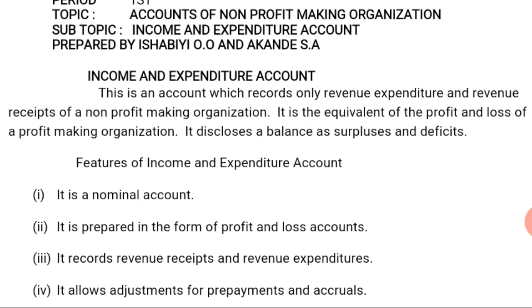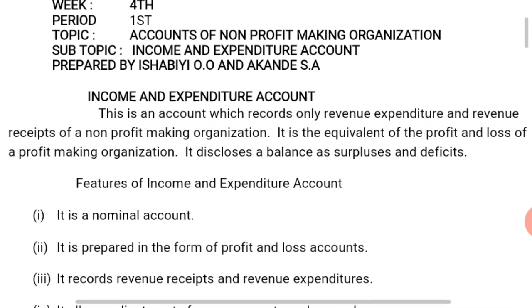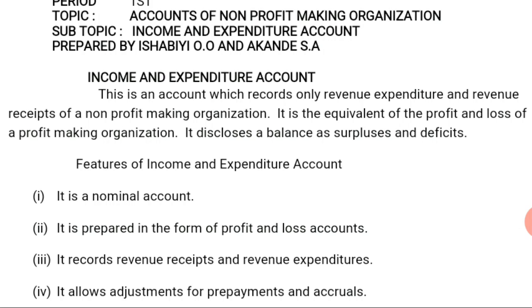An income and expenditure account discloses a balance as surplus or deficit. That is, having prepared an income and expenditure account, instead of getting net profit or net loss as in the profit making organization accounts, we are going to be having surplus, which is the equivalent of net profit, and deficit, which is the equivalent of a net loss.